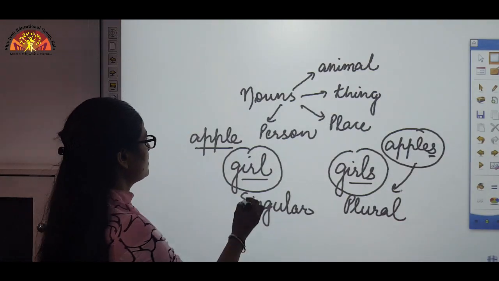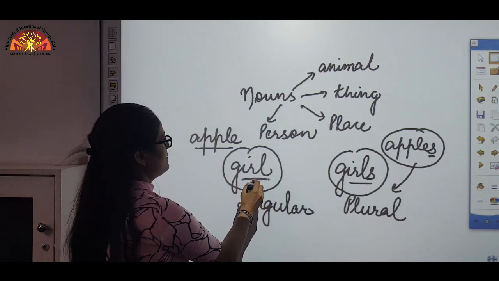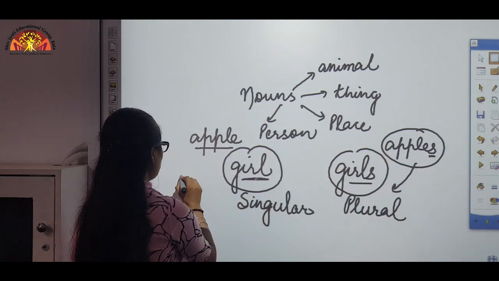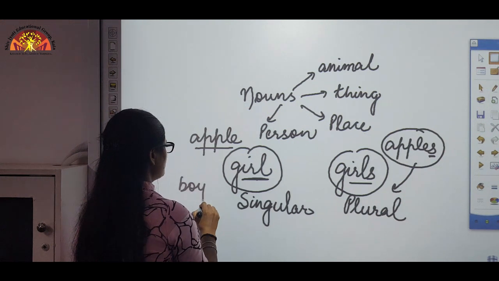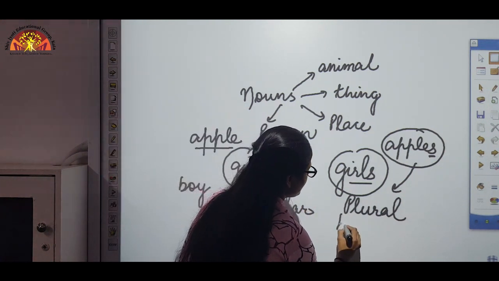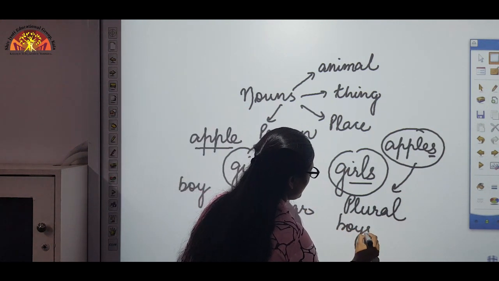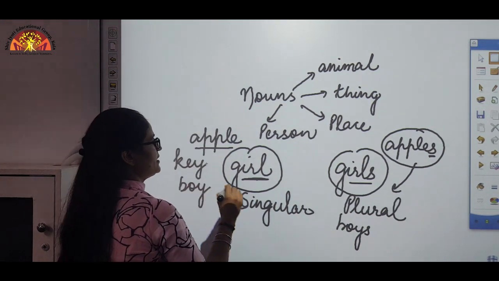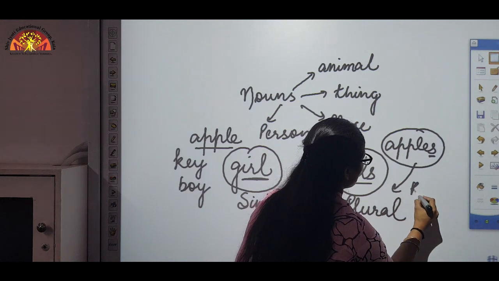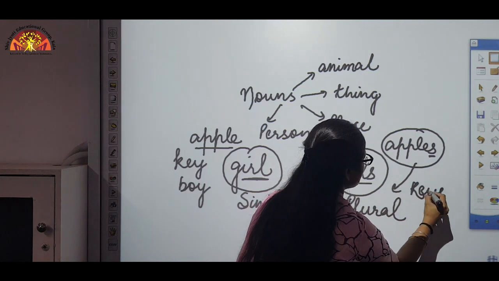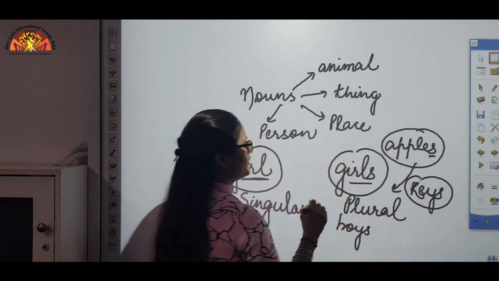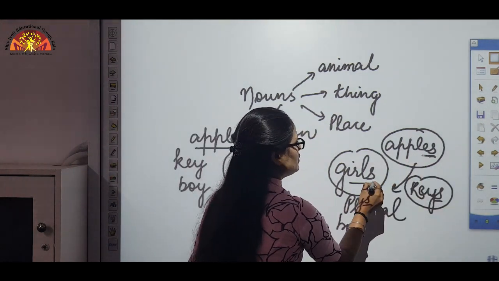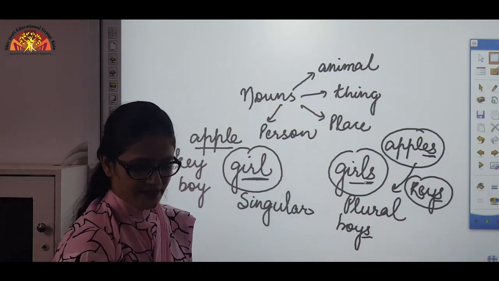As I have shown you in the blackboard, you can see girl, girls, apple, apples. You can say boy. If I am talking about a single boy, I will be writing here boys. It will be plural noun. If I am talking about a key, it is a singular key, singular noun. Now, if I am talking about more than one key, it will become keys. So, like this, we can simply add s to the word and it will be converted into plural noun. So, this is very simple.